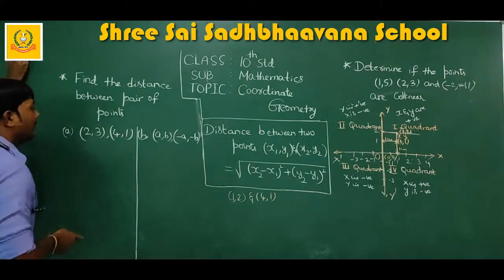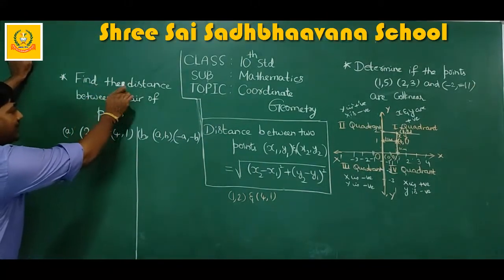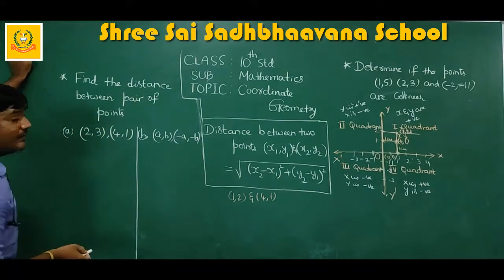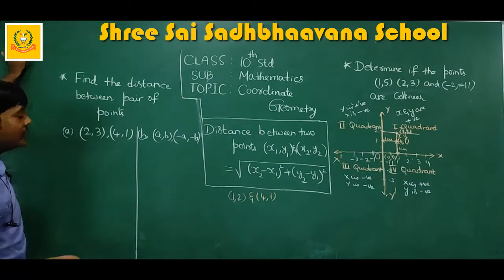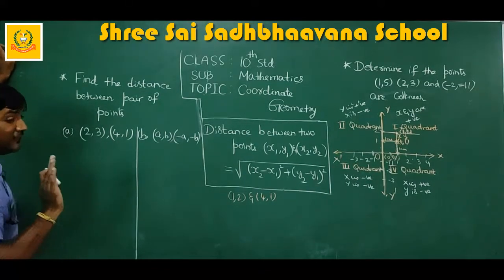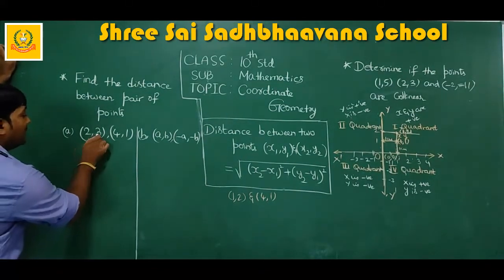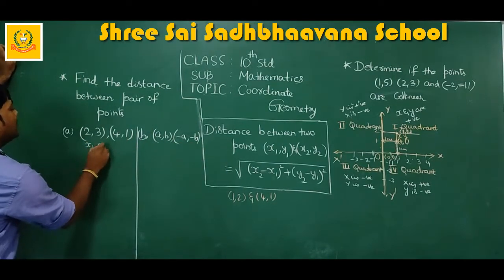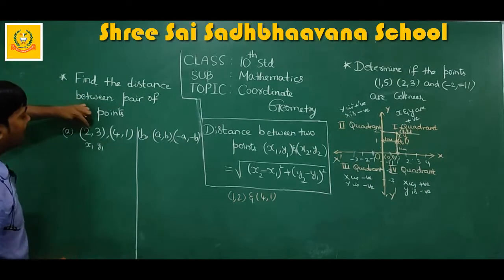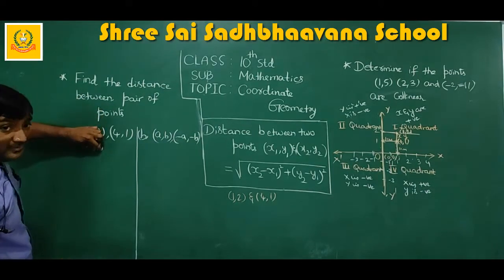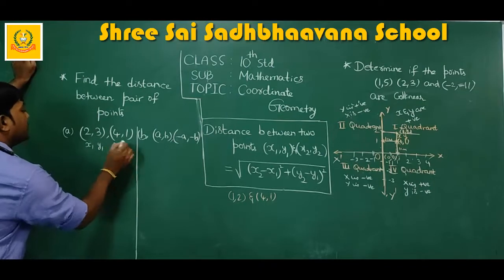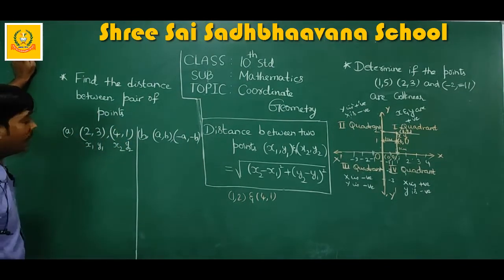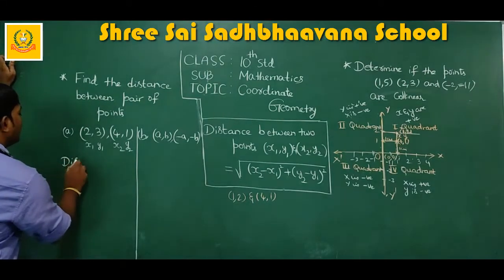First, let me take one sum. Find the distance between the pair of points. Here, the first pair is 2, 3 and 4, 1. So now, here, it is very easy. You have to consider the first one as x1, y1. Understood? It means the x1 value is 2, y1 value is 3. Similarly, x2 value is 4, y2 value is 1. So we have to find the distance.